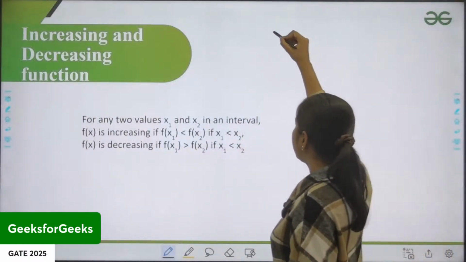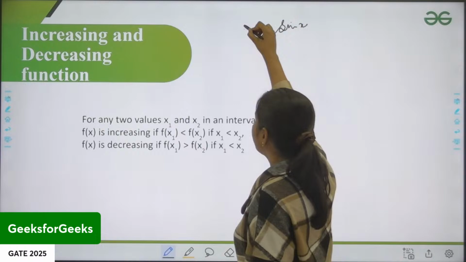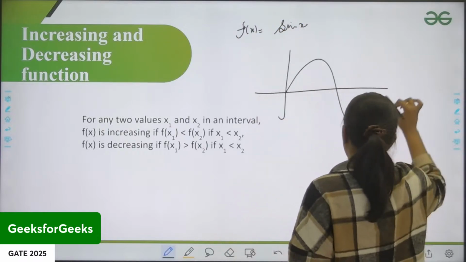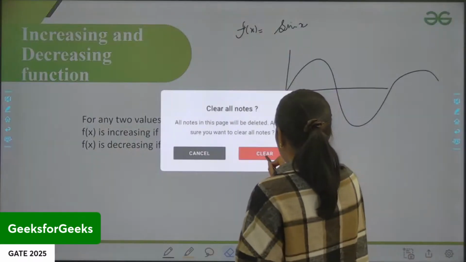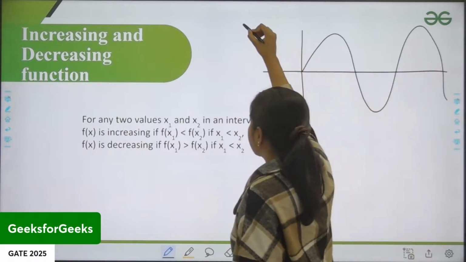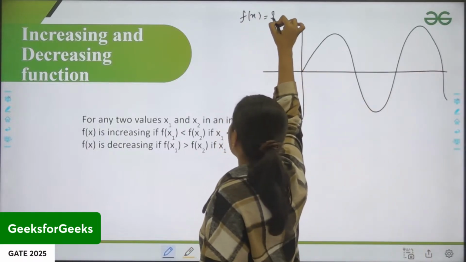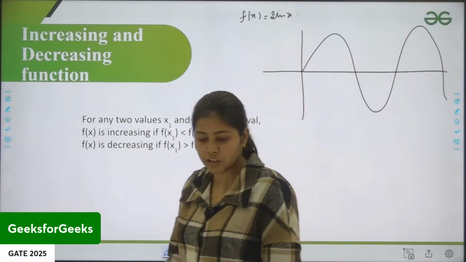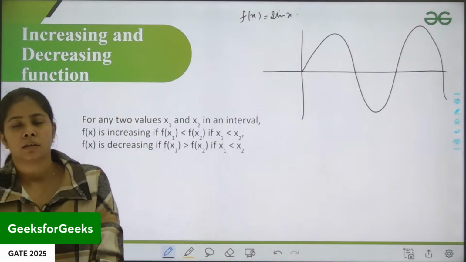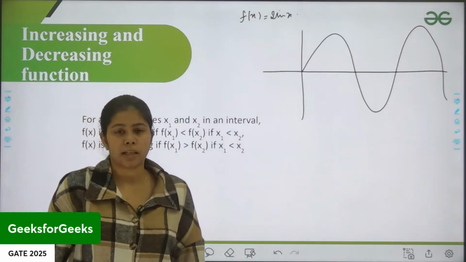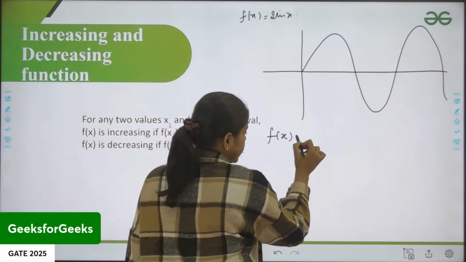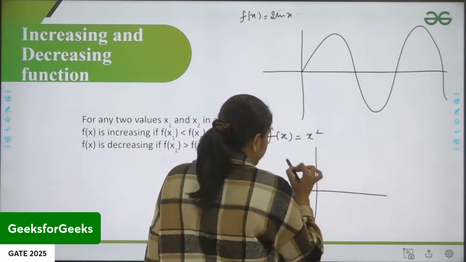Okay, guys, can you tell me about the graph of the sin x function? All of you know the graph of sin x. The graph of sin x is somewhat like this. This is the graph of f of x is equal to sin x. I want to know whether the function is increasing or decreasing. Can anybody tell me what I can say about this function sin x? And tell me about the function x square as well. f of x is equal to x square. This is the graph for the function x square.